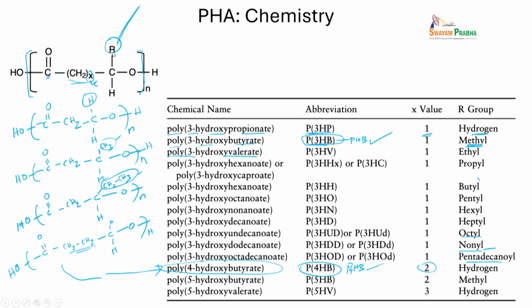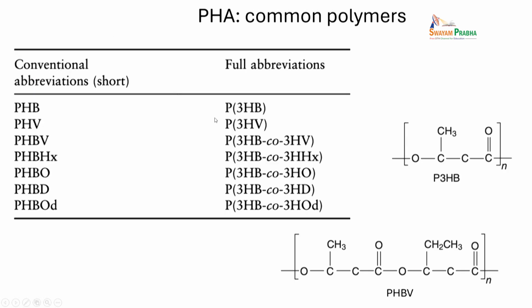Only the side group chain length can be increased, and also the CH2 group can be increased. Of all these, the common polymers, when we say PHB or PHA, are PHB, PHBV, and so on. And they are not really homopolymers; they can also form a copolymer.